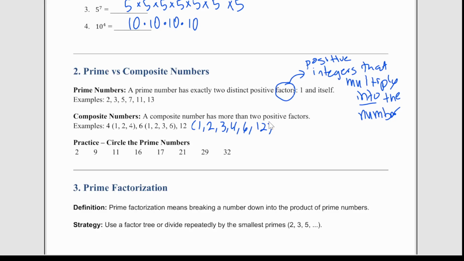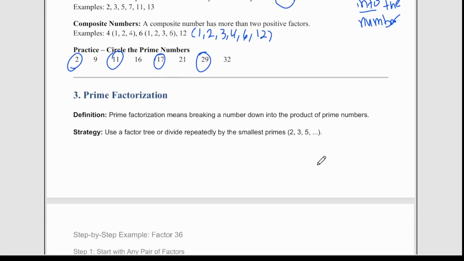Go ahead and pause your video and take a second to circle what the prime numbers are. Jot those down either on paper or just in your head. So here the prime numbers would be 2, 11, 17, and 29. 9, 3 goes in. 16, 4 goes in. 8, 2 goes in. 21, both 7 and 3 go in. 32, a whole bunch of things go in, such as 4 and 8. So all of those would not be prime, but the ones that are circled are prime.